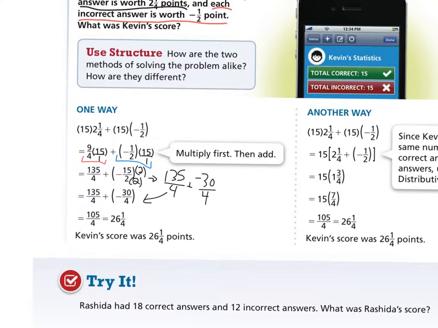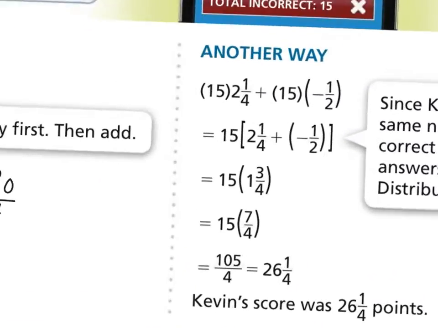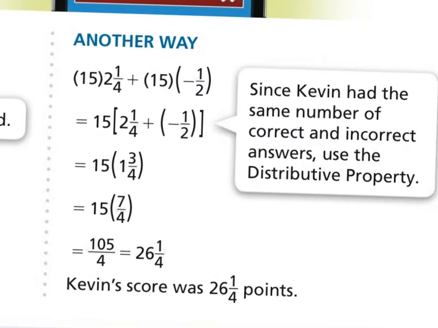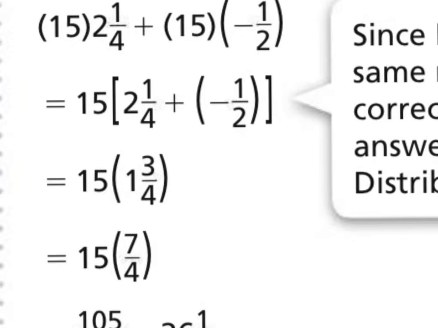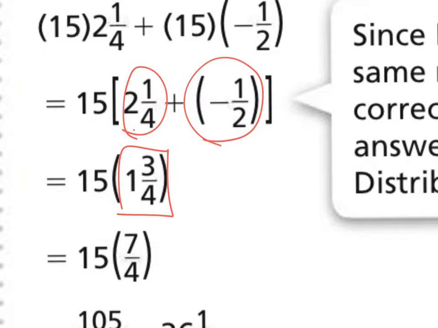Okay, so that's one option. Another option is that you wouldn't normally be able to do this, but since he just happened to get the same amount of correct and incorrect problems, basically you could look at the difference between what he's going to get for the right ones and what he's going to lose for the wrong ones. So if you take 2 1/4 minus 1/2 is 1 3/4. So basically, if you get one right, get one wrong, you're going to come out ahead 1 3/4 points.